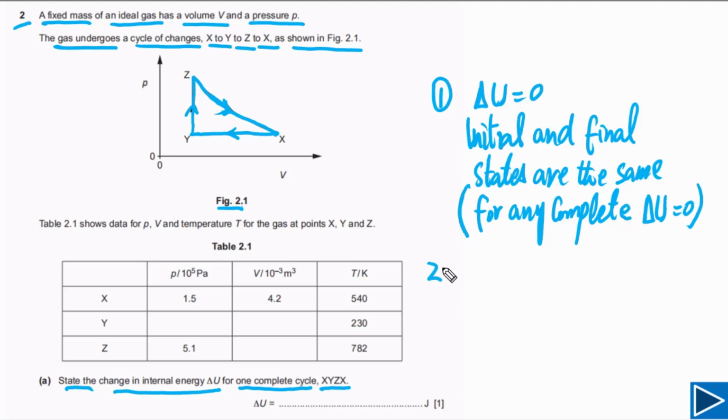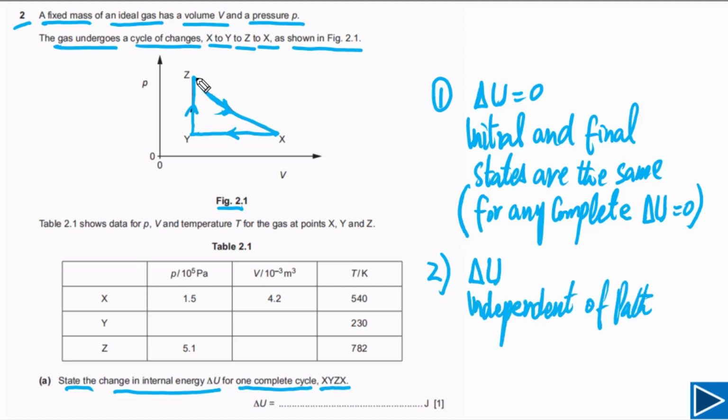And the second thing we need to understand is that we can also say delta U is independent of path. It doesn't matter if gas started from here, for example, from X, it goes this way, then go this way, then go this way, and finally come to this one. Still, delta U is equal to 0 if initial and final states are the same. So in this case, you can see this gas undergoes a cycle of changes. That's the reason delta U has to be equal to 0. And this is 1 mark. If you have written this one, you will get this 1 mark.